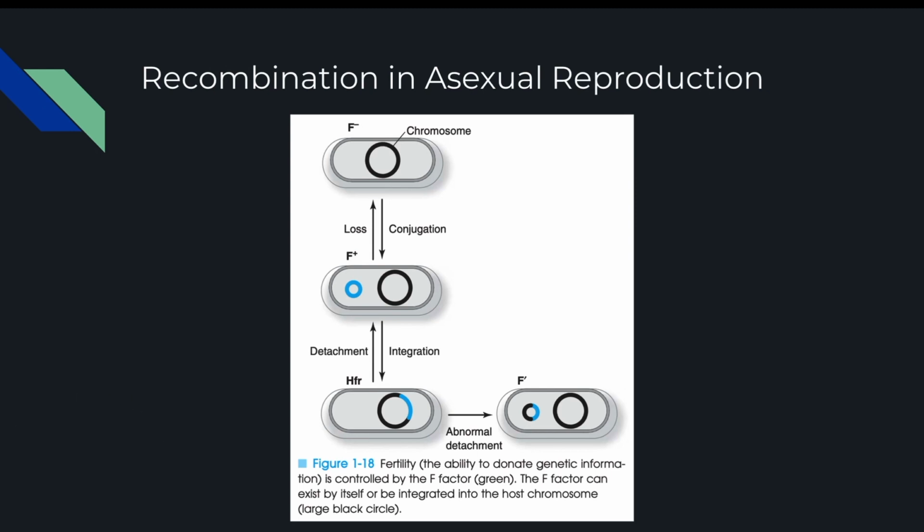Next slide. Fertility, the ability to donate genetic information, is controlled by the F factor, which is shown here by the color green circle. The F factor can exist by itself or can be reintegrated into the host chromosome. Tingnan nyo class nangyari dito na integrate siya sa chromosome ng host, or pwede siyang standalone dito.